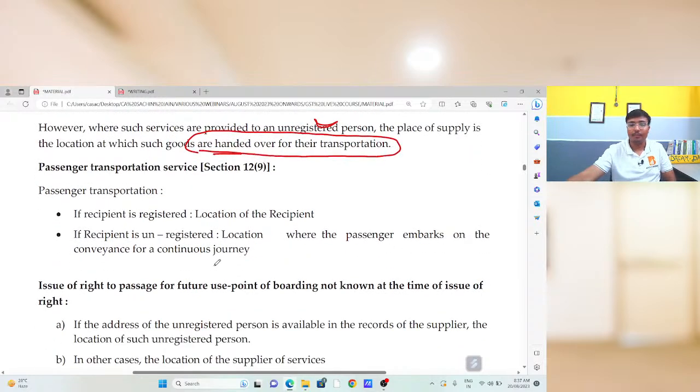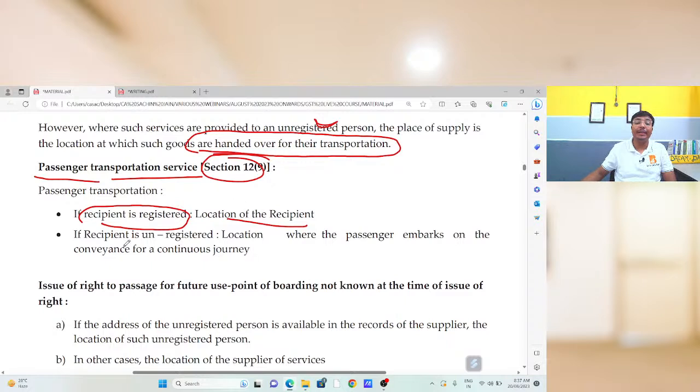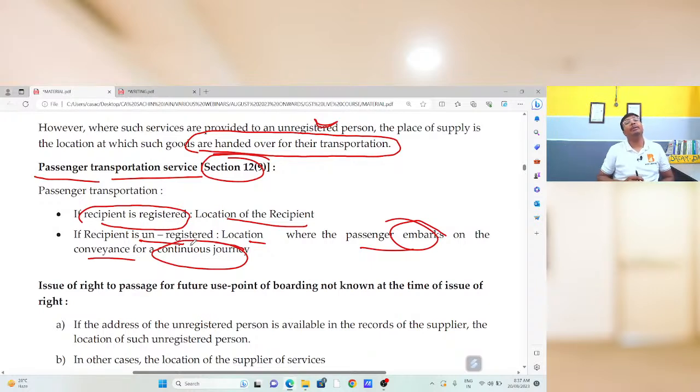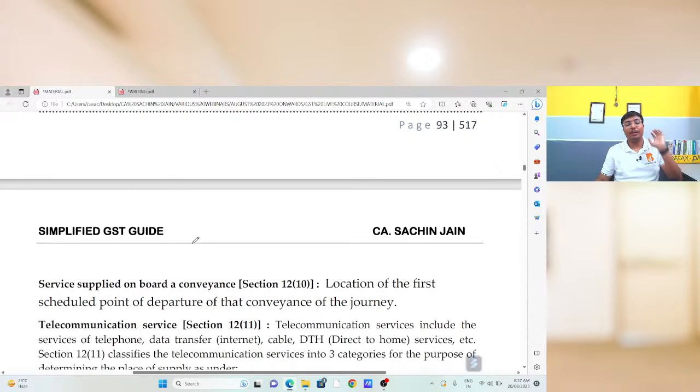Now, next point. Passenger transportation services, Section 12 Subsection 9. Passenger transportation, if the recipient is registered, in that case, the location of the recipient. If the recipient is unregistered, the location where the passenger embarks on the conveyance for a continuous journey, that is, from where the recipient is going to start the journey, that place will be treated as the place of supply. Suppose I want to go to Mumbai and I am going to start my journey from Jodhpur, Rajasthan. In that case, the place of supply will be Jodhpur, Rajasthan, and accordingly CGST and SGST should be charged. Okay, so that is the situation.